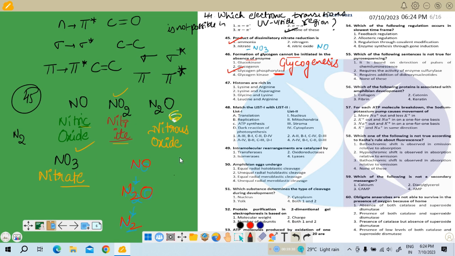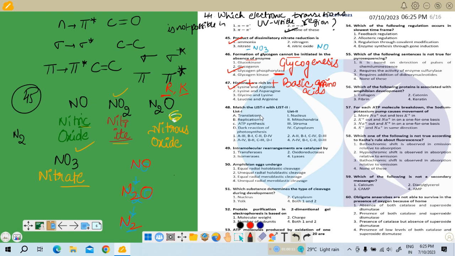Okay, 47, histones are rich in lysine and arginine, lysine and asparagine, glycine and lysine, leucine and arginine. We just need to see basic amino acids. That is lysine and arginine, and they both are positive. Their abbreviated names are R for arginine and K for lysine.